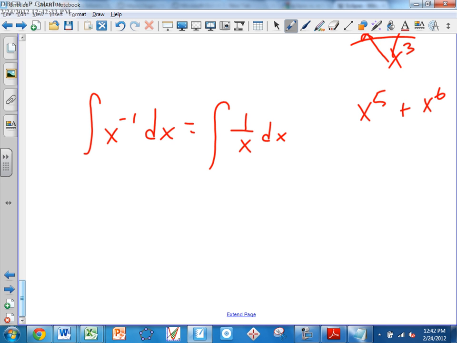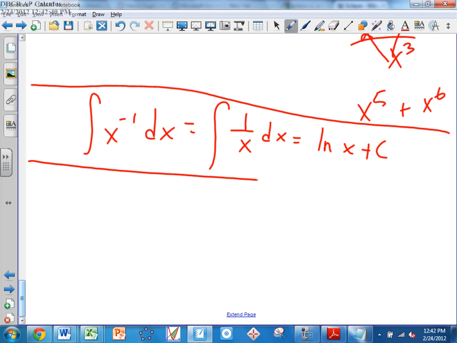ln of x. So the integral of 1 over x is just ln of x plus the constant. Okay, that's our first rule, really. And you don't need the middle part there, okay? But whenever you have the integral of 1 over x, think of it as ln of x.